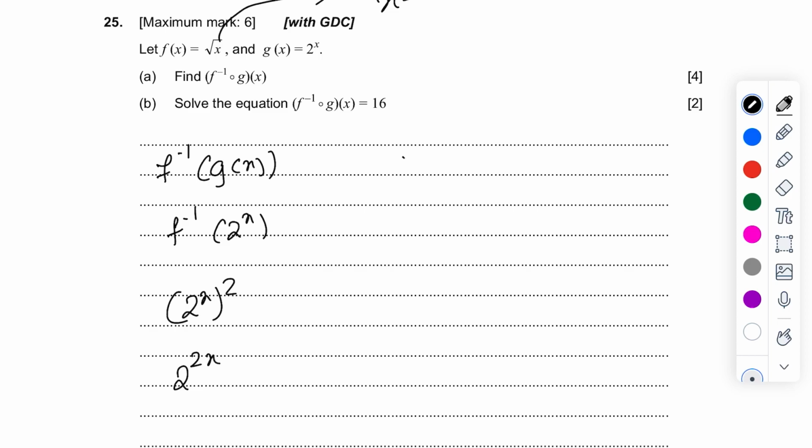Next, f inverse circle g of x equals 16. So 2 power 2x equals 16. So 2 power 2x equals 2 power 4, 2x equals 4, x equals 2.